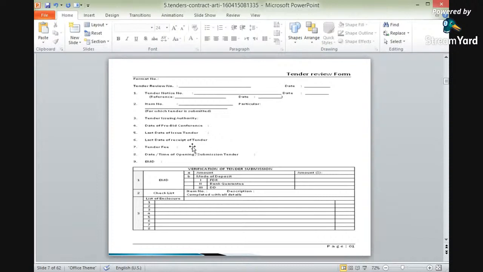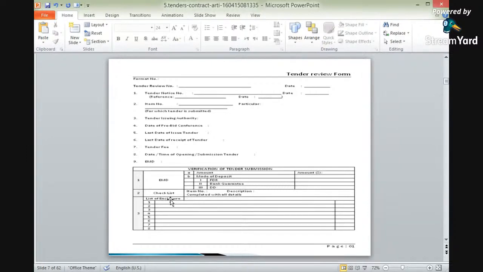and the tender fees are also to be written here, as well as the date and time of opening and submission of tender. Earnest money deposit, EMD, is to be mentioned along with the amount and the mode of deposit, whether it is FDR, bank guarantee, or DD. So it is to be written here.